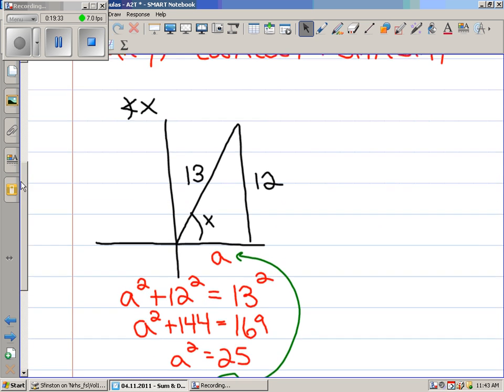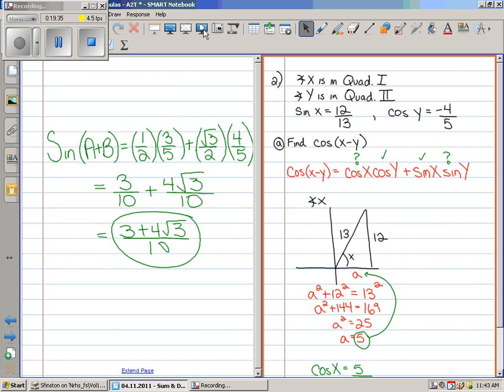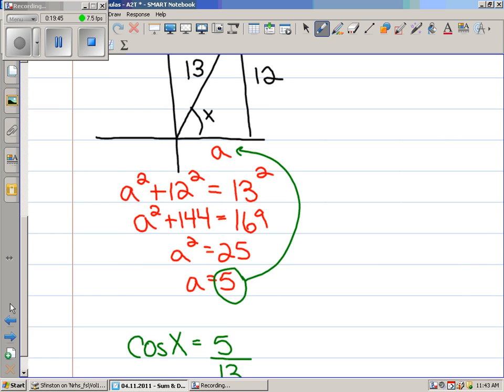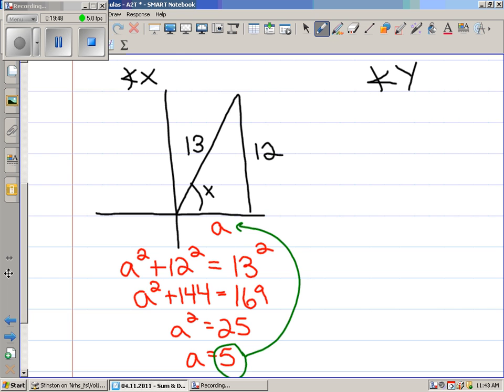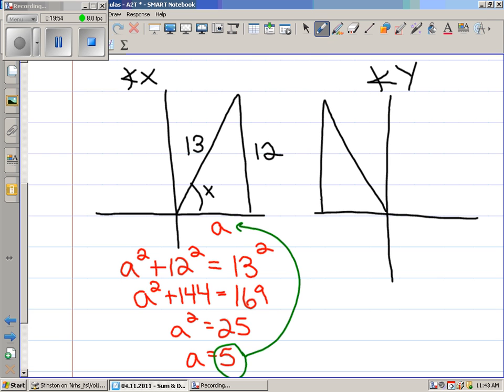Now we're going to do the same exact thing for the other one. Let's go back. This is angle y, right? Draw it in. What quadrant did it say it was in? So you got to draw it in. Now what does it say? Is it the cosine of y? The cosine of y, it said, was negative 4/5.